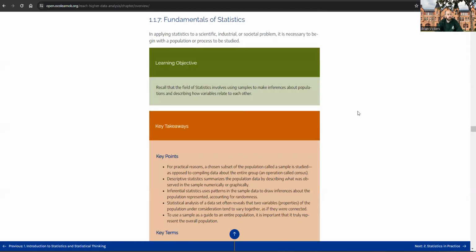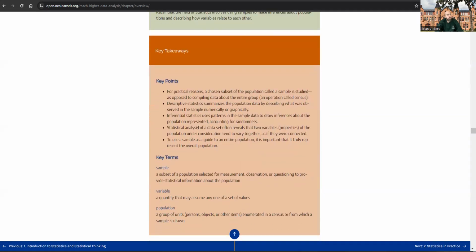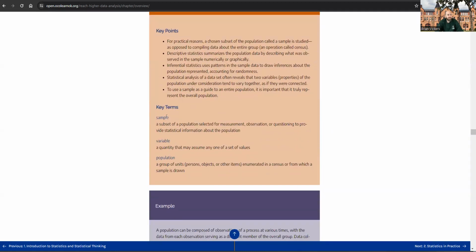Fundamentals of statistics is our next spot. We have the key terms yet again. Variable is introduced. So this is a quantity. If you're writing an equation, it's going to be a letter in that equation that simply represents an unknown value or a series of possible values.